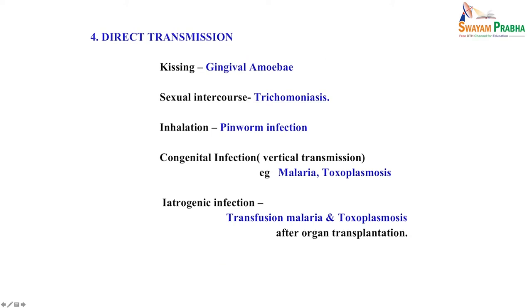Direct transmission can occur by kissing, leading on to gingival amoebae, sexual intercourse leading on to trichomoniasis, and inhalation, where pinworm infection can occur. Congenital infection, that is vertical transmission, can occur in malaria and toxoplasmosis. Or sometimes a doctor could introduce an infection, like if a blood donor sample is not well looked at for malaria or toxoplasmosis, and that infected blood sample is transfused, it will lead on to infection after blood transfusion or after organ transplantation.